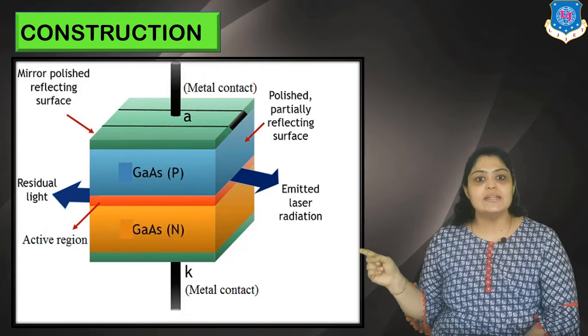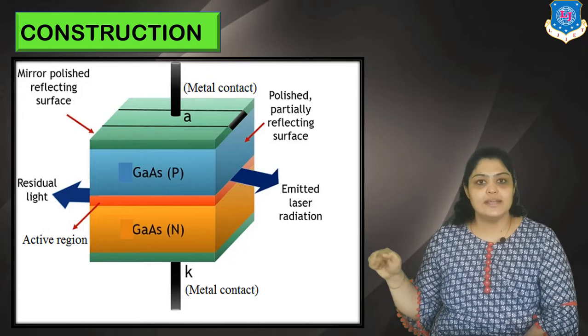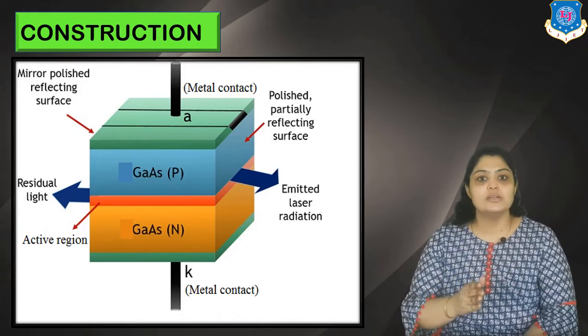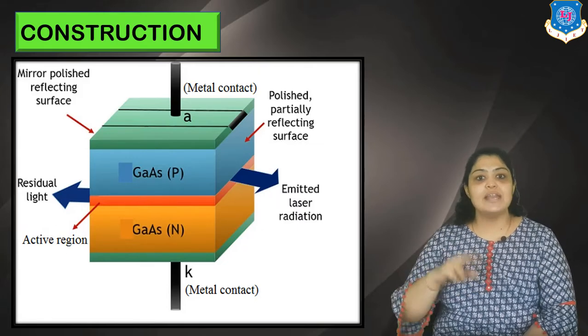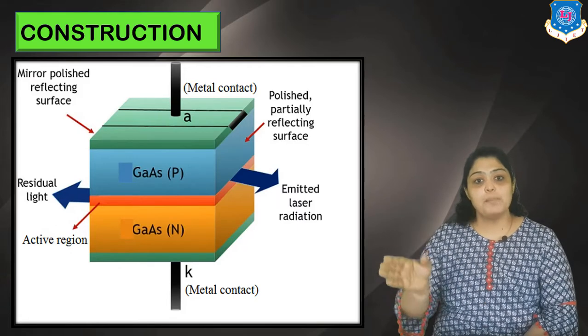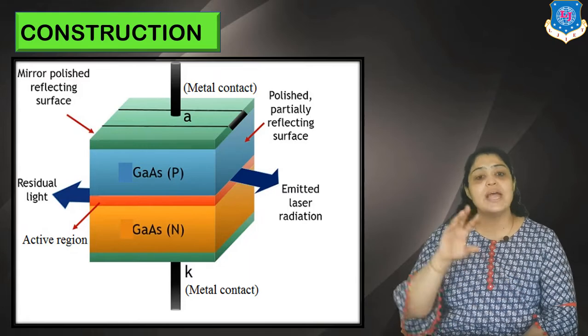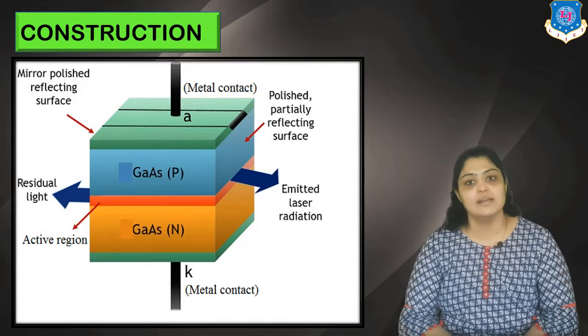You can see that one side is polished partially. The right side in this diagram is partially polished, and that will give the emitted laser radiation, and the back side, the left side, is perfectly polished. So this forms your optical resonator. So we have an active region, that is the junction part, the PN junction part. We have a partially polished mirror, a perfectly polished mirror, and two metal contacts. So it is a very easy construction of a semiconductor laser.